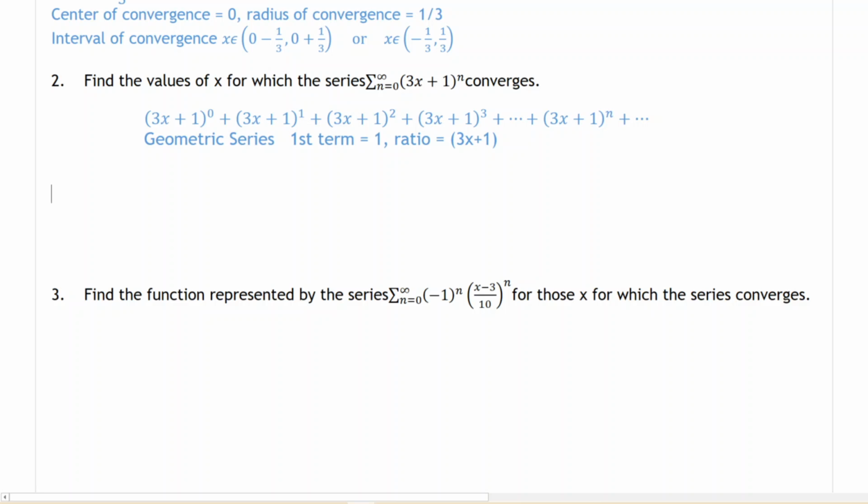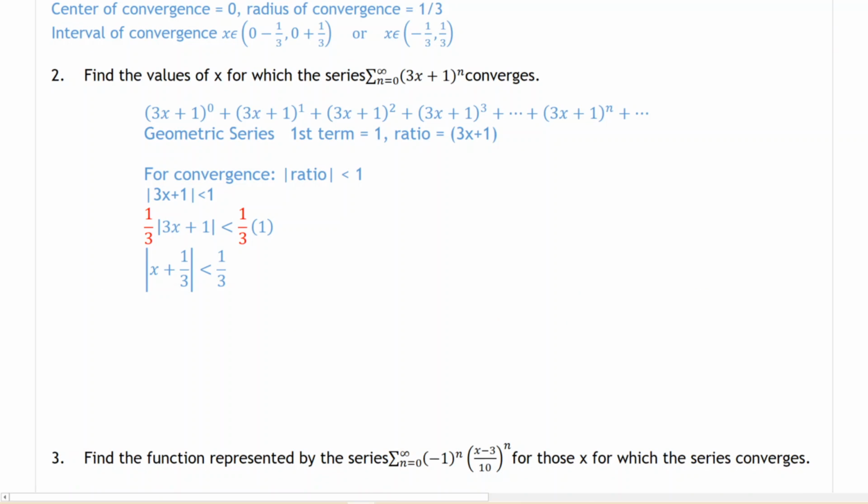Because it's a geometric series, it plays with a different set of rules than the normal Maclaurin or Taylor series would. For convergence, the absolute value of the ratio needs to be less than 1. For our series, that means that the absolute value of 3x + 1 needs to be less than 1. If I compare that to |x - center| < radius, I can see that I've got to divide both sides by 3. So we'll divide both sides by 3, and that'll give me |x + 1/3| < 1/3, or |x - (-1/3)| < 1/3.